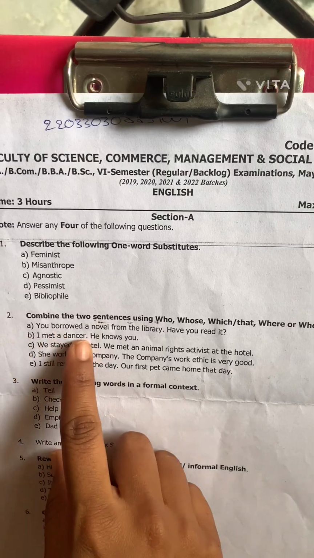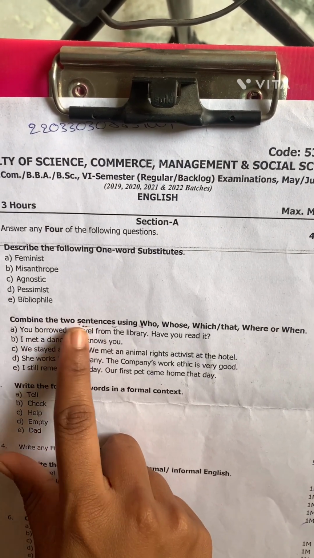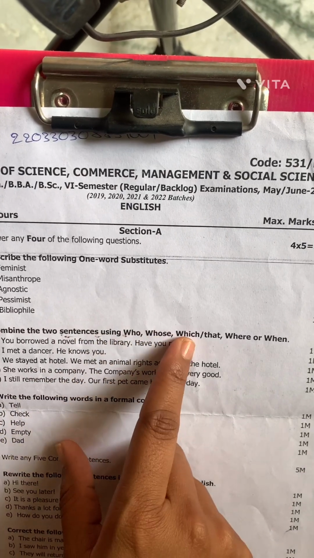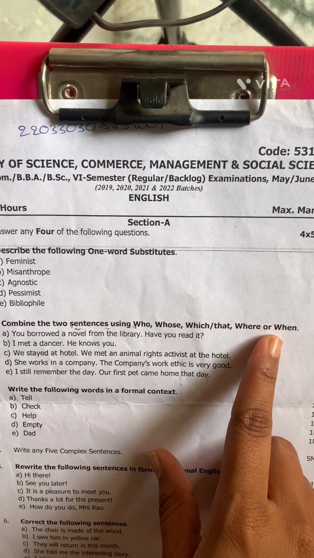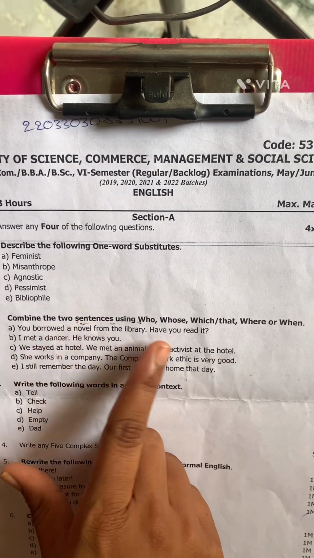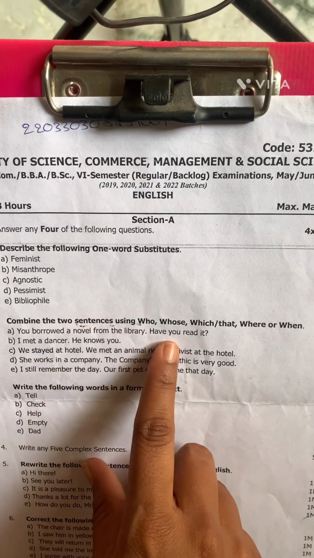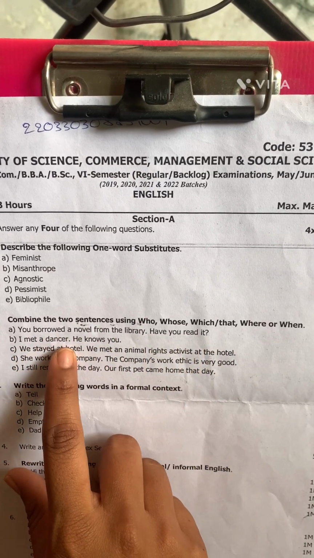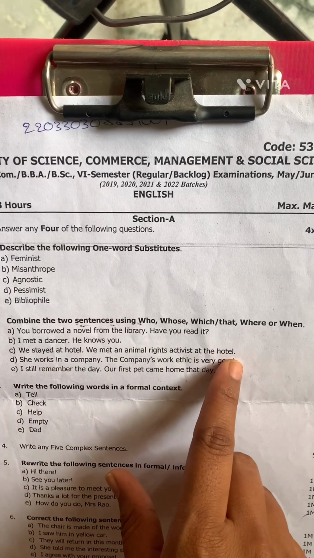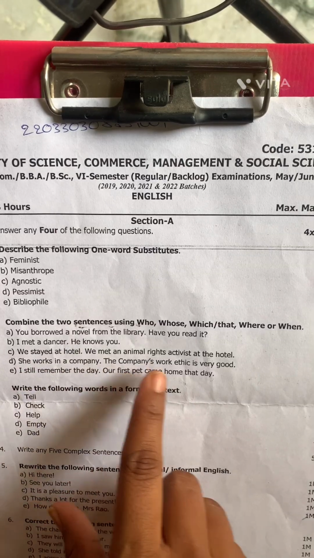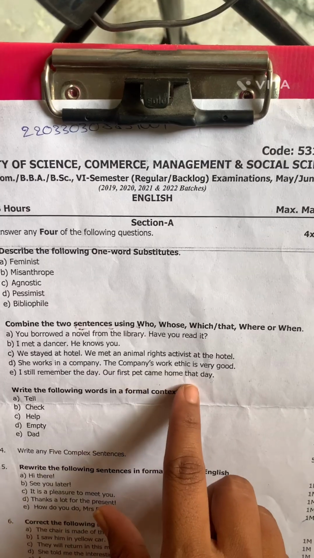So coming to second question, let's first read the heading. Combine the 2 sentences using who, whose, which, that, where or when. So by using all these words you need to make sentence. They have given you 2 sentences, right? Here you can see in question A, you borrowed a novel from the library, have you read it? I met a dancer, he knows you. We stayed at hotel, we met an animal rights activist at the hotel. She works in a company, the company's work ethic is very good. I still remember the day our first pet came home that day.